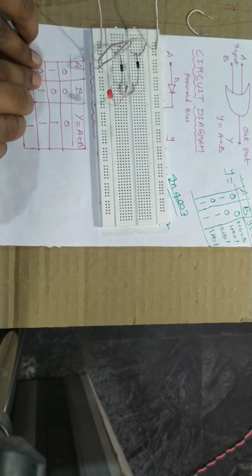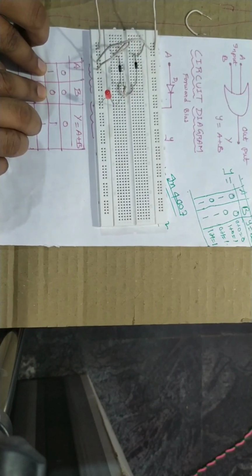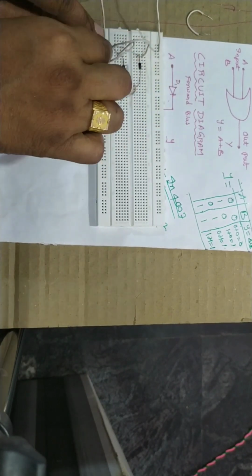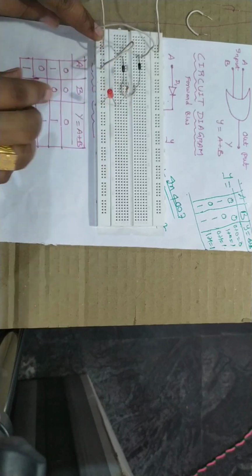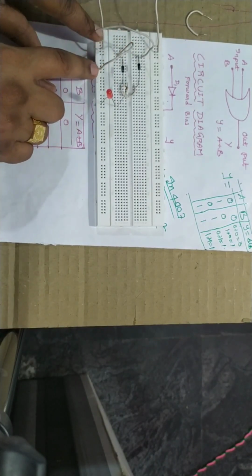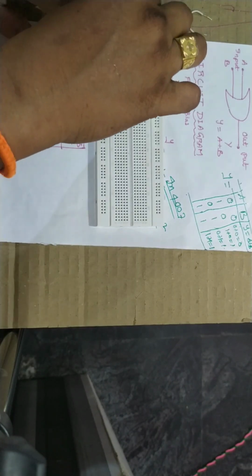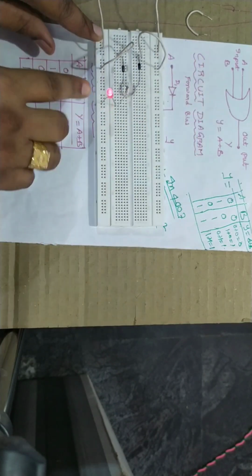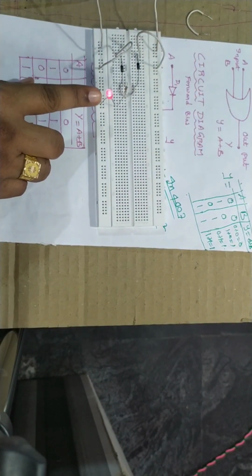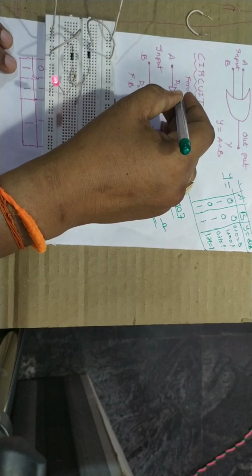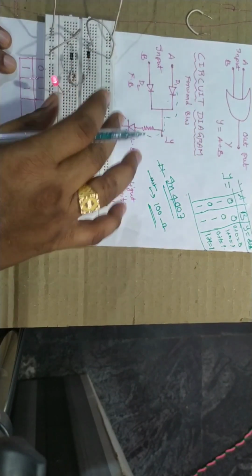Next, A is connected to the positive terminal and B is connected to the negative terminal. 1 means positive terminal, 0 means negative terminal. So this one is A, this one is B. B is connected to the negative terminal only now. So I keep the negative terminal on B, 0. A is the positive terminal. Now I am going to connect A to the positive terminal. So if you connect A to the positive terminal, current passes in this way, and the LED glows.